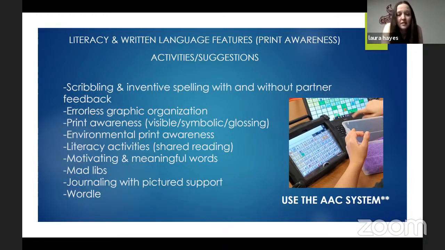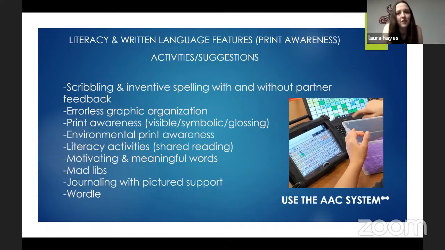Sharing those literacy activities, if you aren't already doing shared reading where you are doing aided language input and modeling on their device and using supported learning strategies there, please do that, because it does correspond, as we talked about earlier, with early writing. A few that I really like are Mad Libs, again, because it's errorless and they can pretty much put anything down. And it's funny and it gets giggles out of everybody, myself included. And then journaling with pictured supports. There are many templates out there, and I put a few of them on the Google site, but journaling with pictured supports so that they're getting errorless feedback.